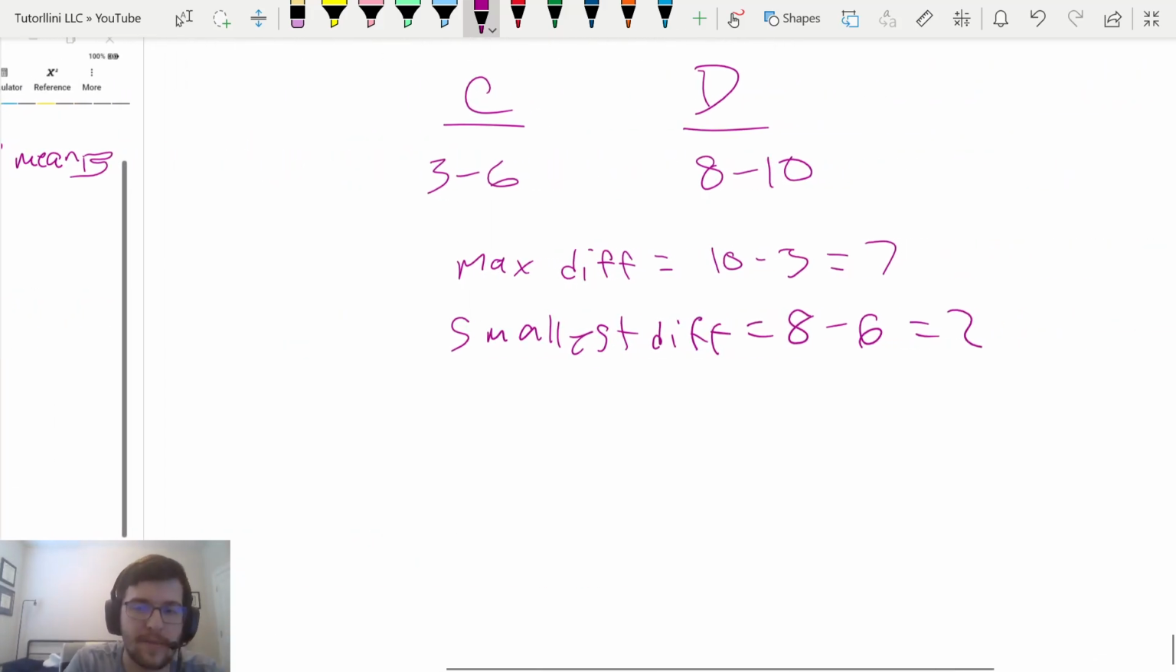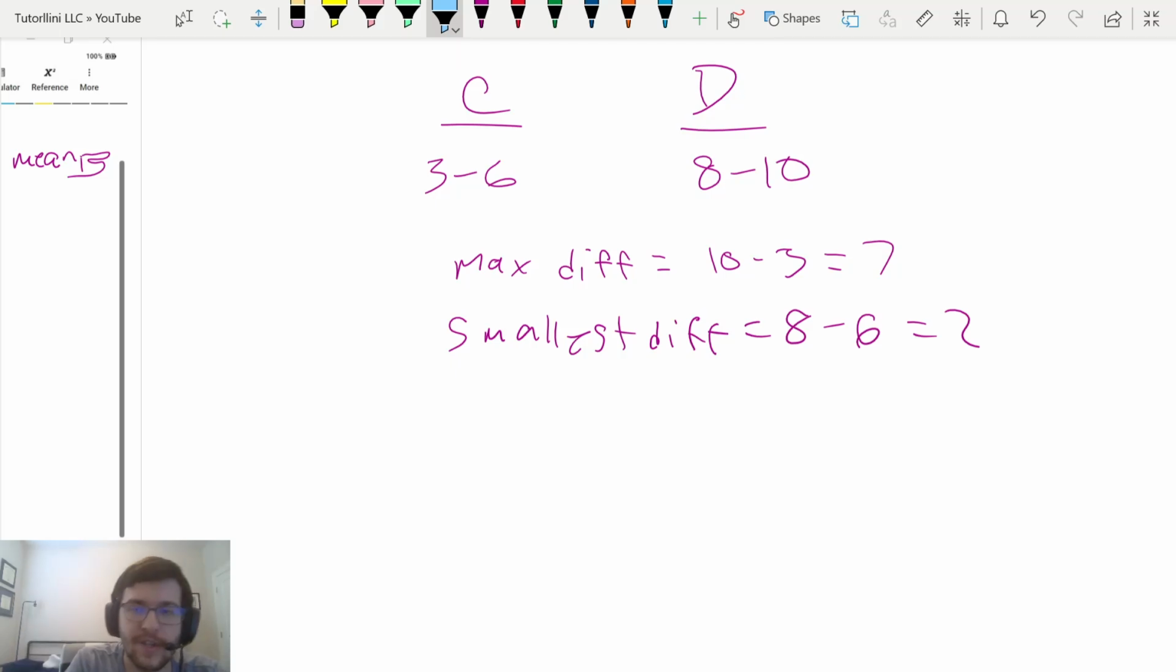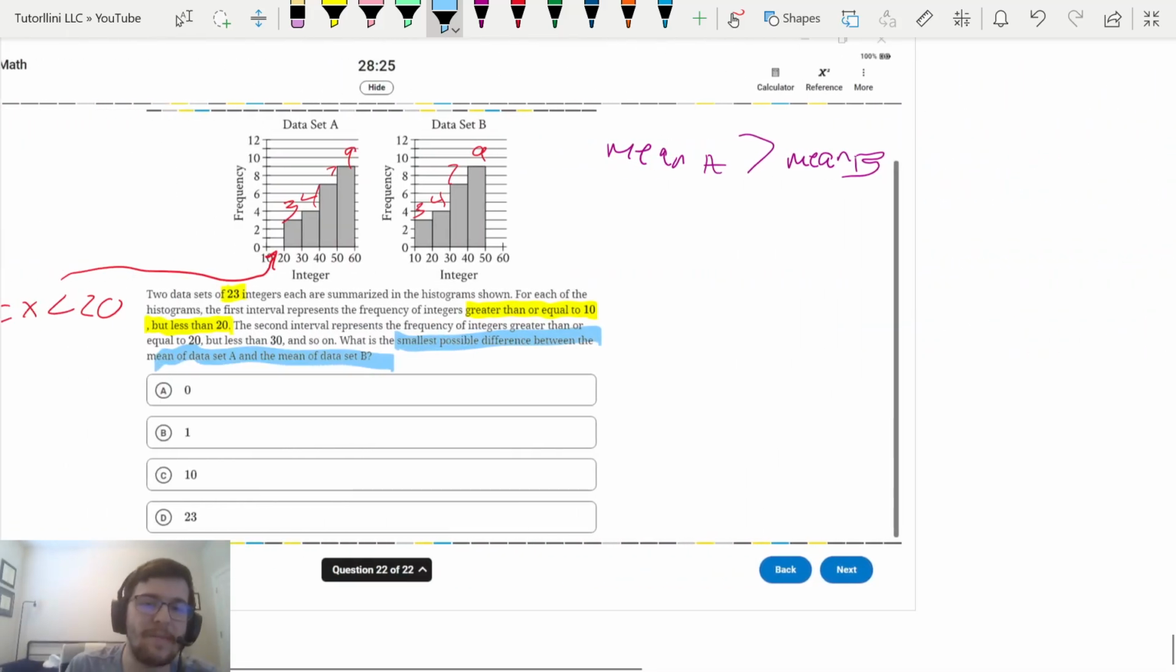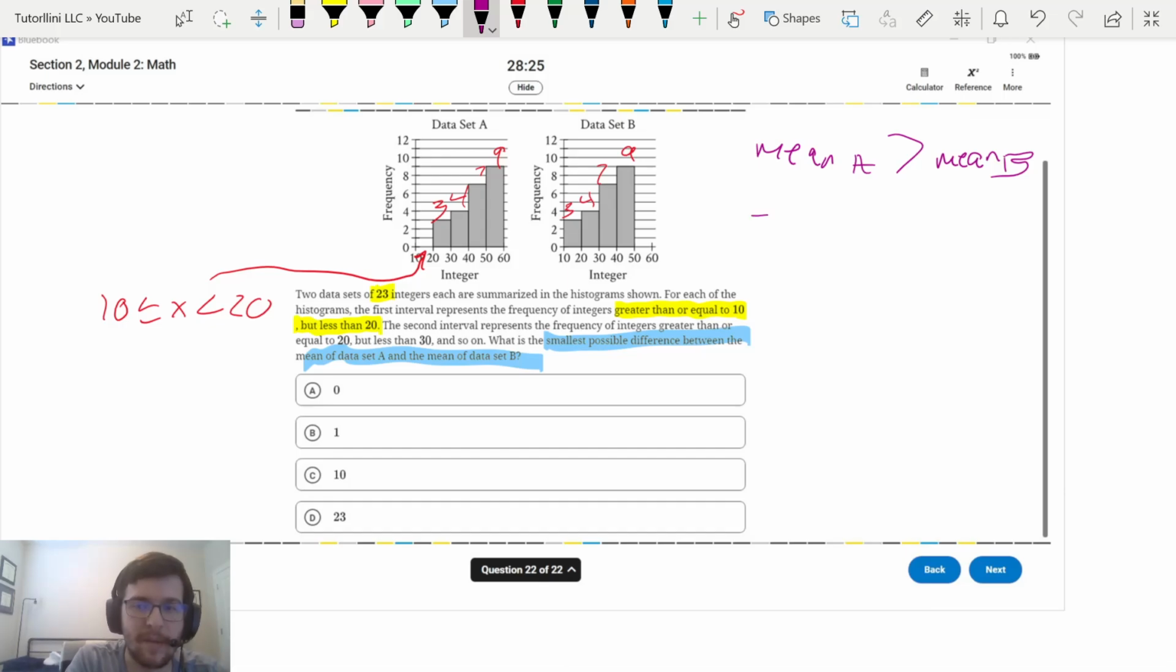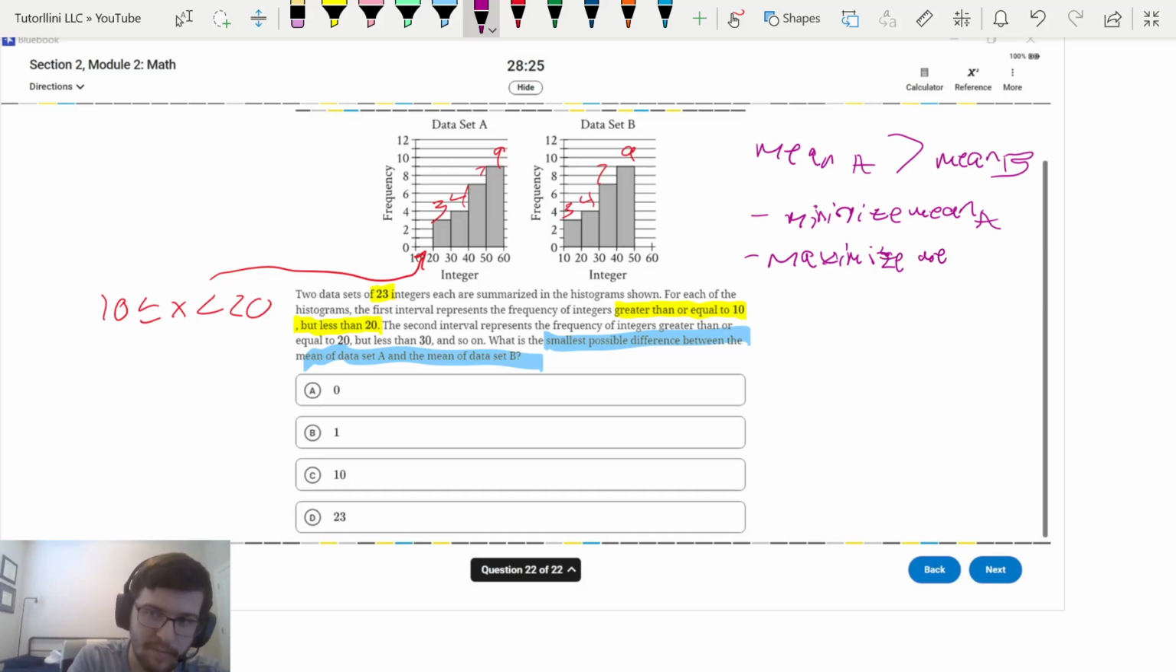So we want to find the smallest possible difference. So what did we do to find the smallest possible difference? Well, we took the smallest of the big number, and then we took the biggest of the small number. And that's exactly what we're going to do here. Okay, so the bigger number is A. So we're going to minimize the mean of A, and we're going to maximize the mean of B.